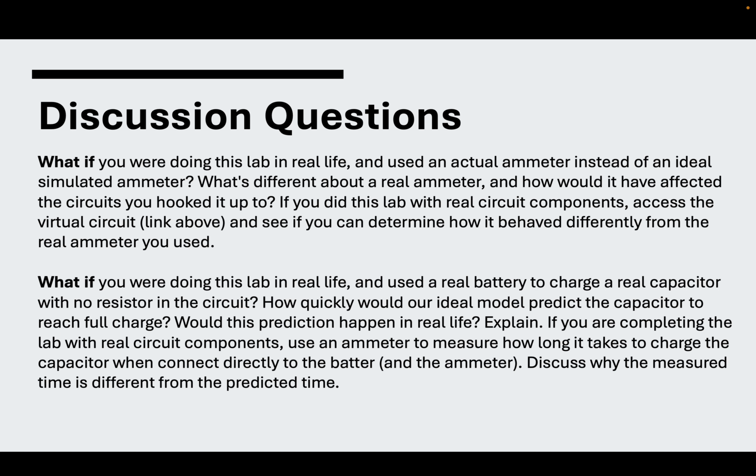For the second question: what if you were doing the lab in real life and used a real battery to charge a real capacitor with no resistor in the circuit? If there were no resistor in the circuit, our ideal model would predict the capacitor to reach full charge immediately, since there would be no resistor to slow down the current. In real life, this prediction would not happen, since wires usually have some amount of resistance, so it would likely charge up more slowly than expected due to the resistance of the wires.